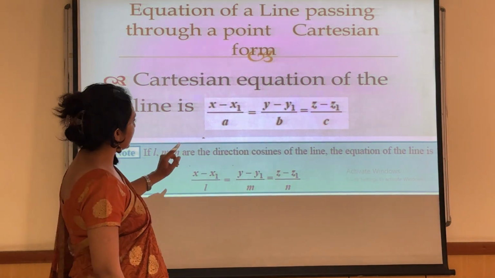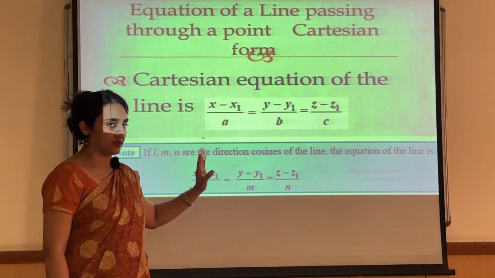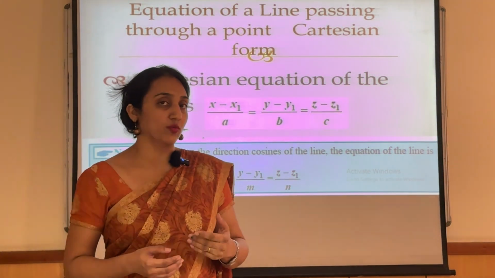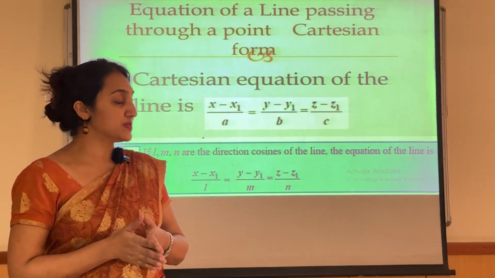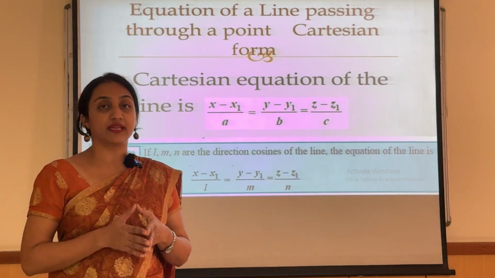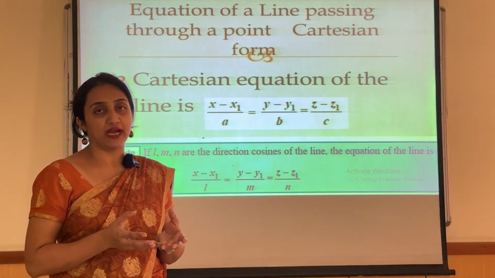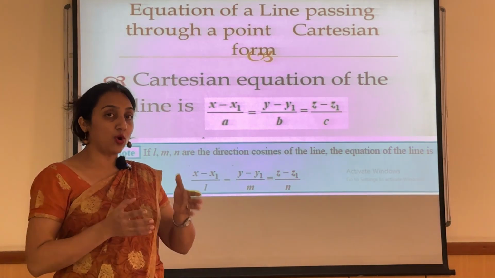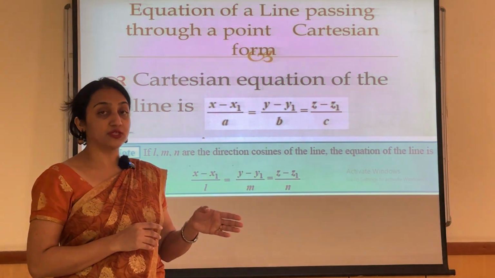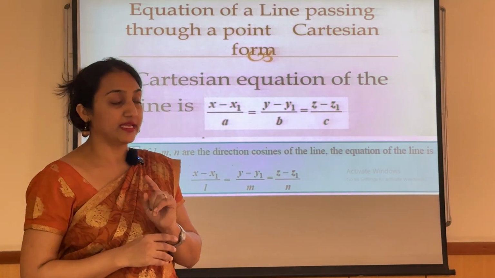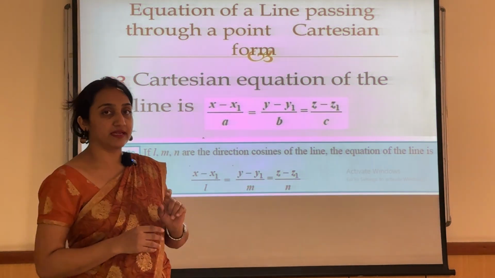Now if you notice, I have put one more equation in the box where l, m, n are used. Now what are these l, m, n? We know very well, in our previous chapter we discussed a, b, c are called the direction ratios, and l, m, n are called the direction cosines. It is a very important result that the direction cosines can always replace the direction ratios, but the other way it is not true. Direction ratios cannot replace the direction cosines, but direction cosines l, m, n can always replace the direction ratios.